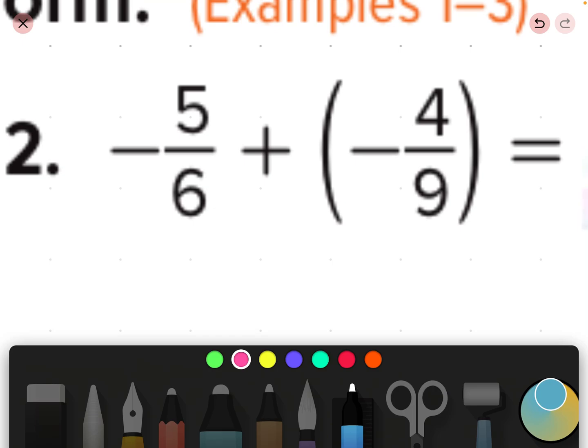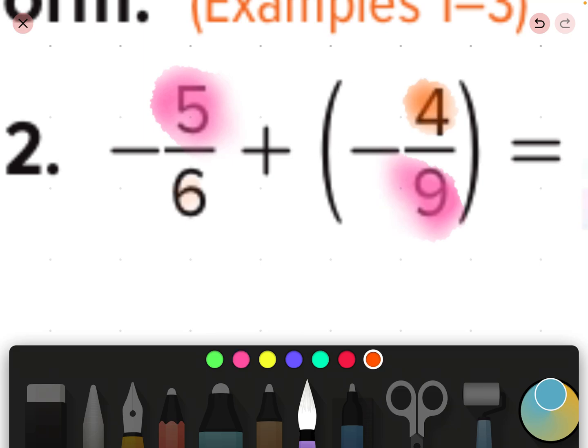Number 2, we have -5/6 plus -4/9. Now, a negative plus a negative, I automatically know my answer is going to be negative, right? And when we do this, again, we're going to cross multiply with our wings.